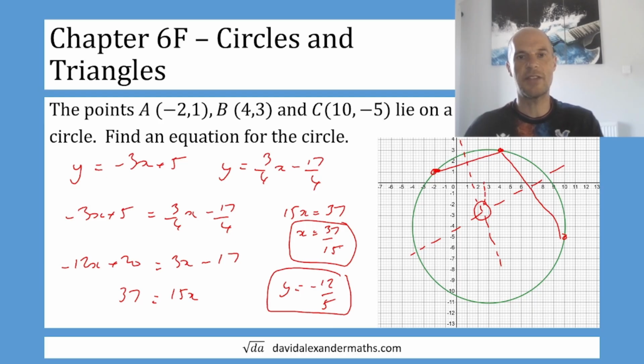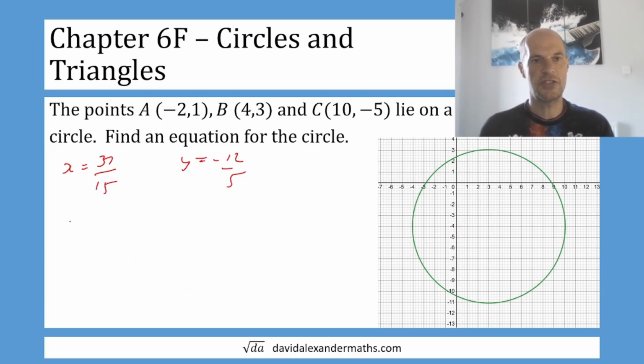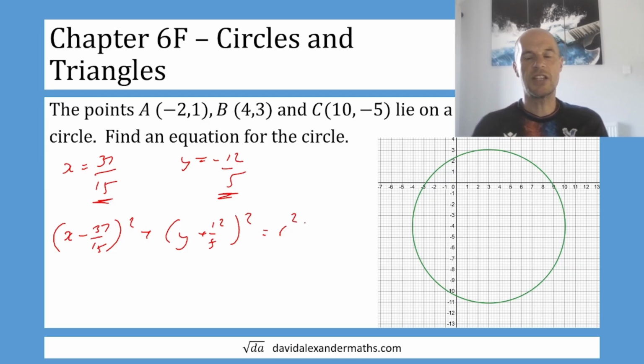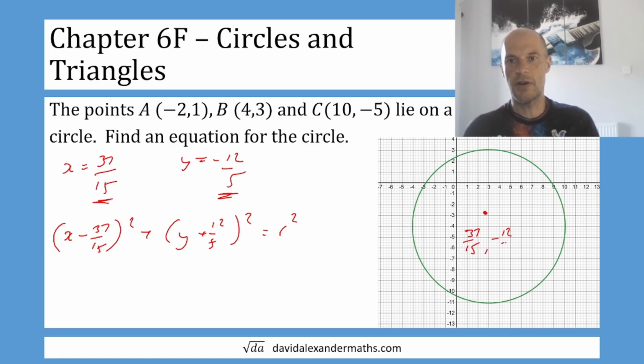Again, I'm just going to quickly delete everything. Okay, so the equation of a circle. So remember, this is the center, 37 over 15, negative 12 over 5. So the equation of the circle is x take away 37 over 15 all squared plus y plus 12 over 5 all squared equals the radius squared. So now we just need to work out the radius squared. So again, we've got the circle center here, and we can pick any point. I'm just going to pick B because it's got nice coordinates 4, 3.